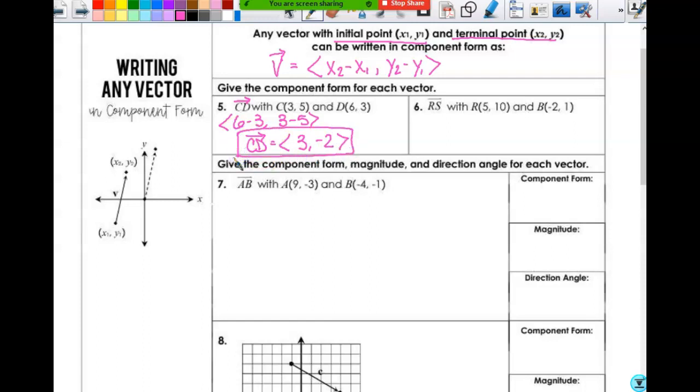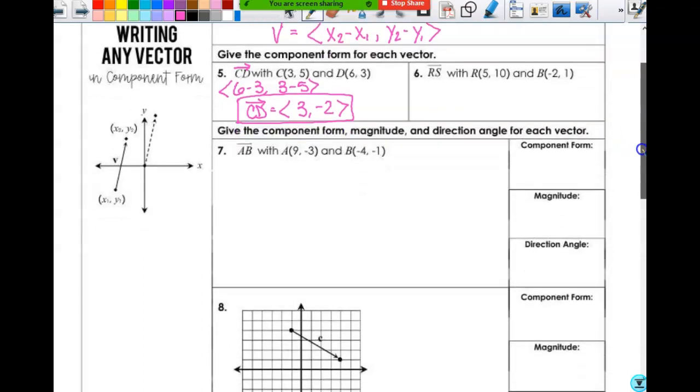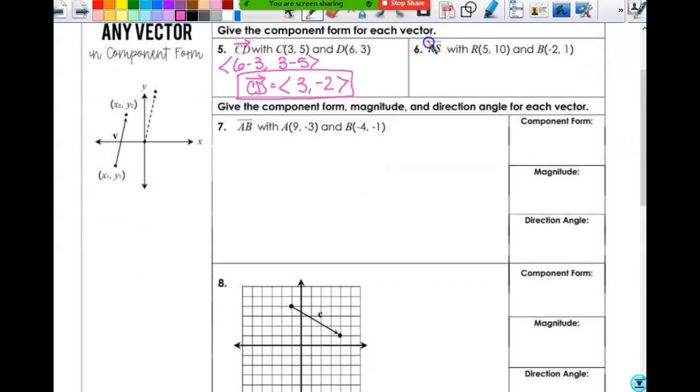Easy enough? What questions do we have? All right, y'all do number 6. Oh, this says RS. I don't know why this is a B. This should be S. It's not a trick question, I promise.